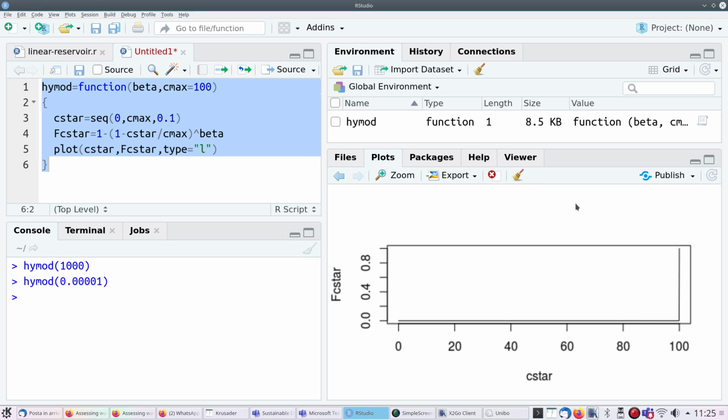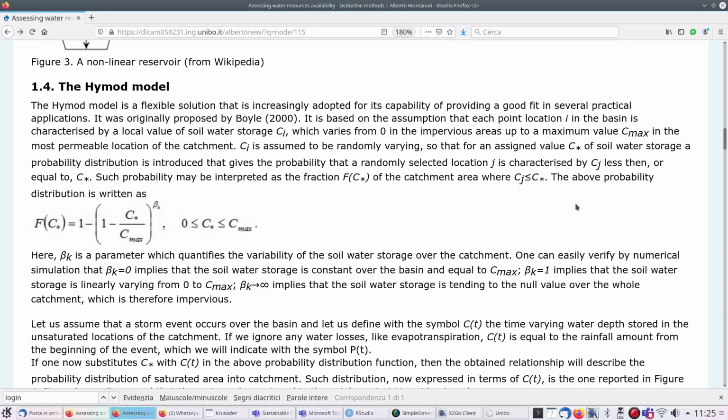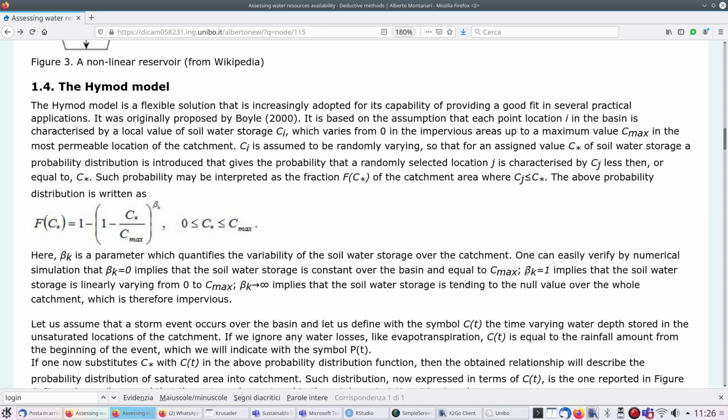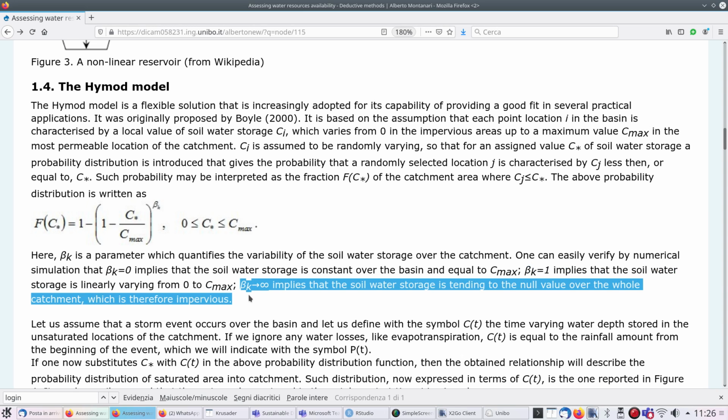Okay, let's look at the web page where these considerations are written. One can easily verify by numerical simulation that beta K equal to zero implies that the soil water storage is constant over the basin and equal to Cmax. Actually, I think this is the reasoning, my first reasoning, which was correct. Beta K equal 1 implies that the soil water storage is linearly varying from 0 to Cmax. Beta K tending to infinity is equivalent to an impervious catchment. So actually, my first reasoning was correct.